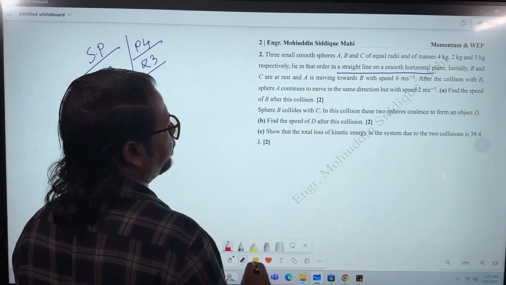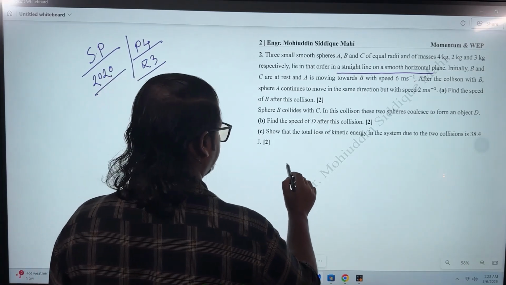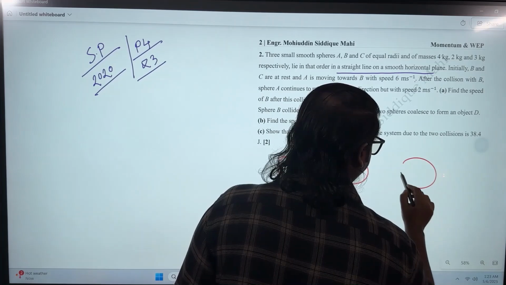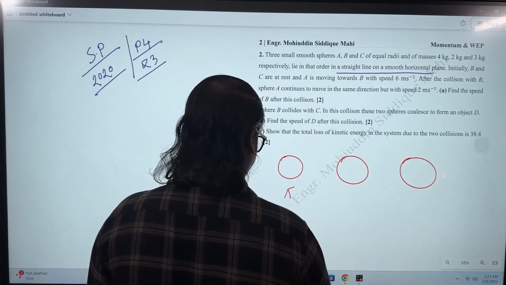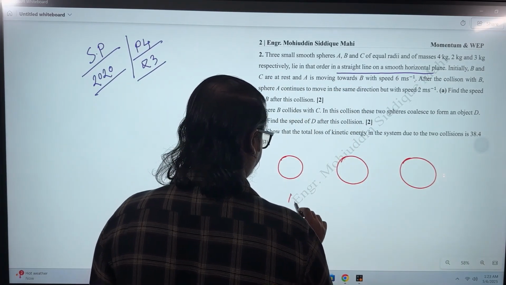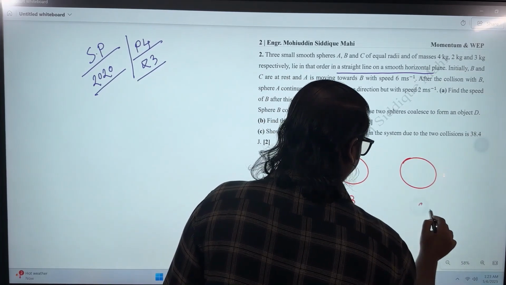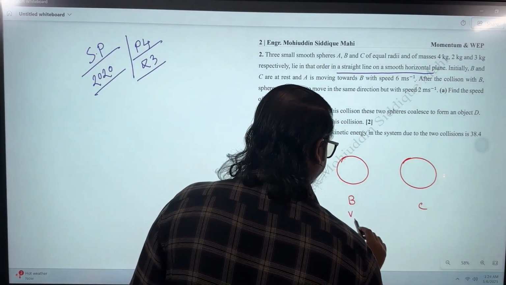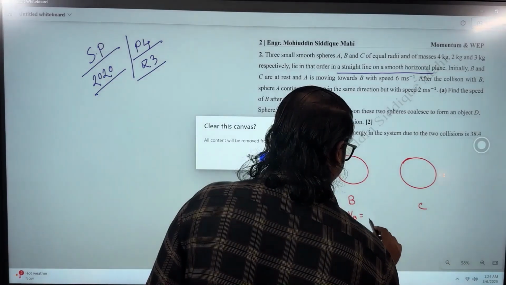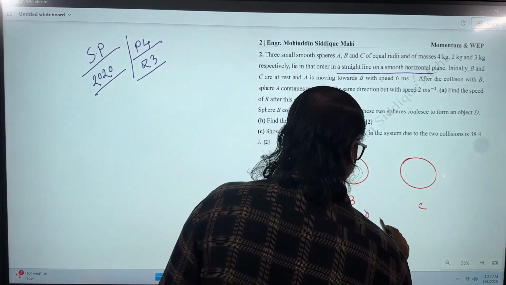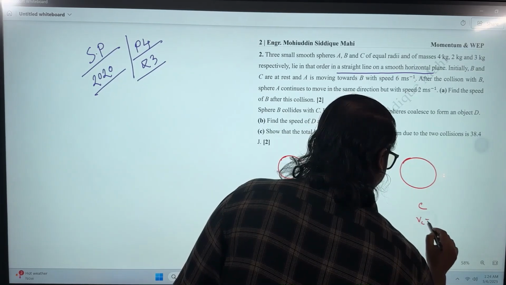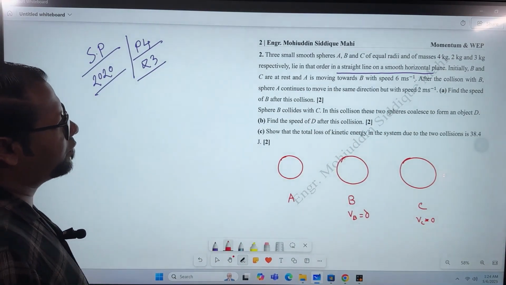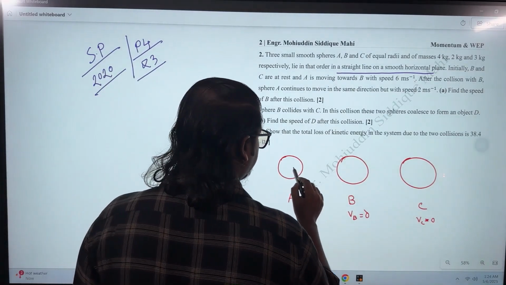Like 3 different spheres, A, B, and C. B and C are stationary, both of them are stationary. A was moving with a speed of 6 meters per second towards B.